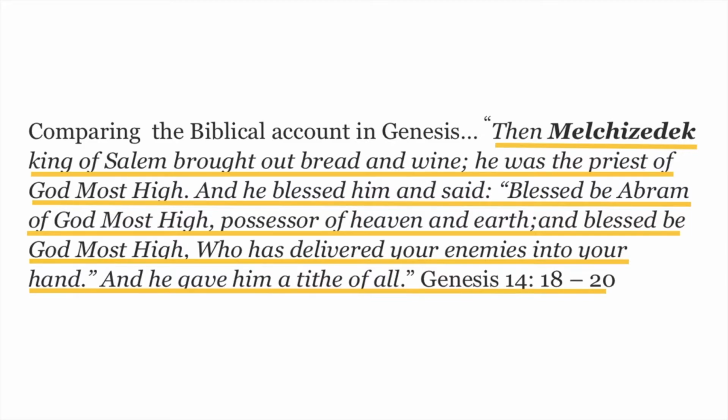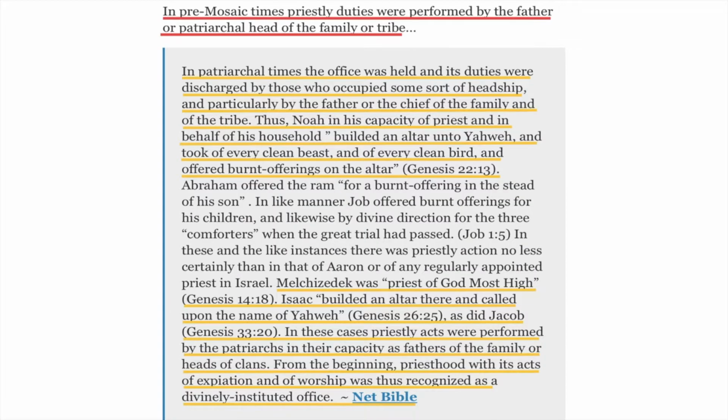"Then Melchizedek, king of Salem, brought out bread and wine, and he was the priest of God Most High. He blessed him and said, Blessed be Abram of God Most High, possessor of heaven and earth, and blessed be God Most High, who has delivered your enemies into your hand. And he gave him a tithe of all." Genesis chapter 14, verses 18 through 20.